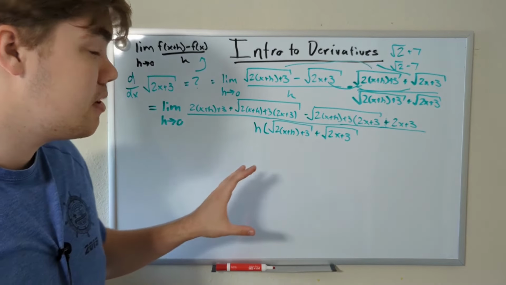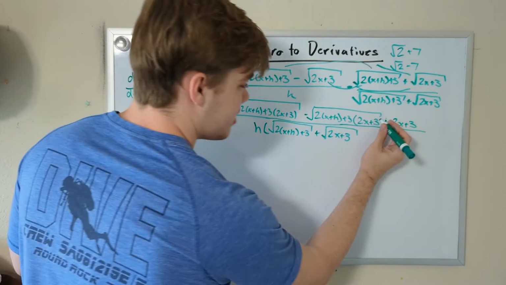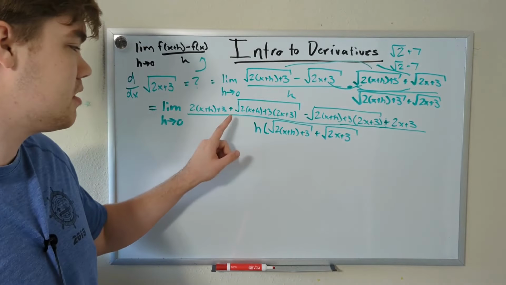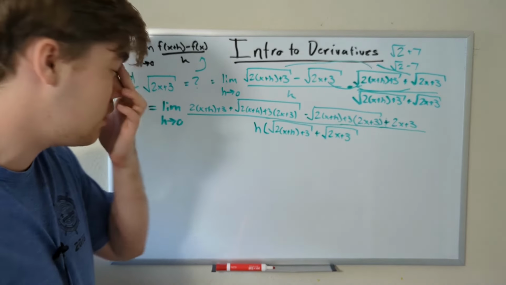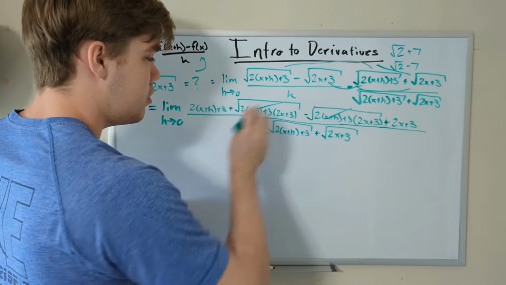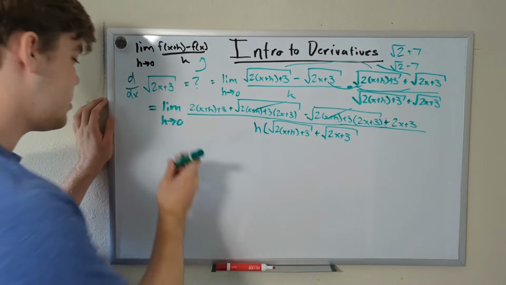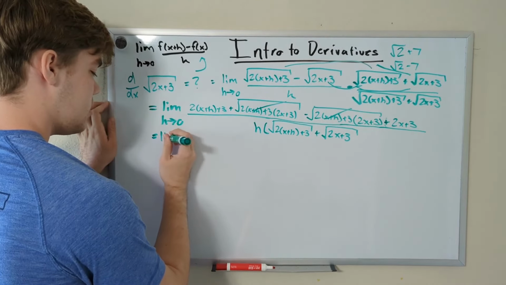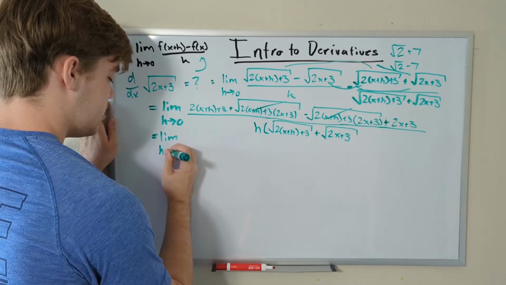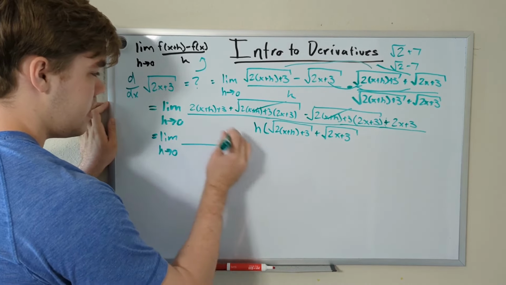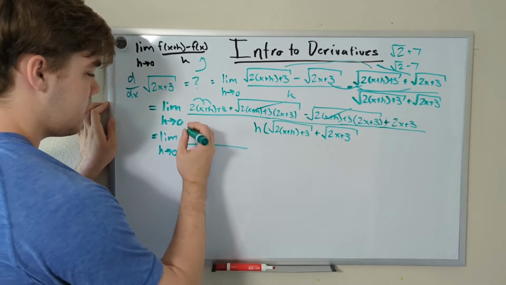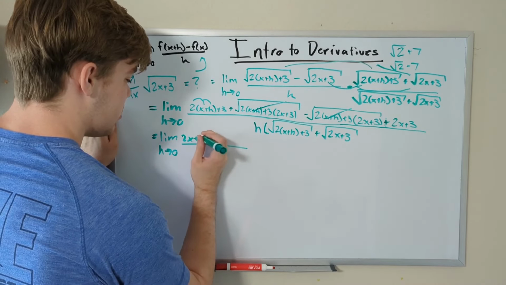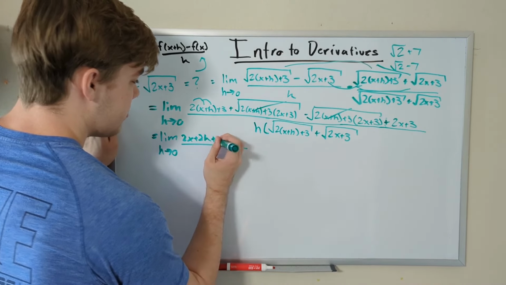And yes, that was a lot to do. But fortunately for us, we can cancel out a couple things. First of all, this plus and minus of the same thing will cancel out. Bada bing, bada boom, that's all gone now. So we can now rewrite this equation as the limit as h approaches 0 of, and let's FOIL this one out because it's simple, 2x plus 2h plus 3, that's what this is.